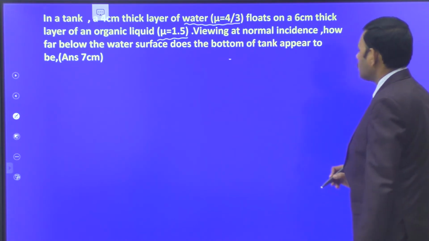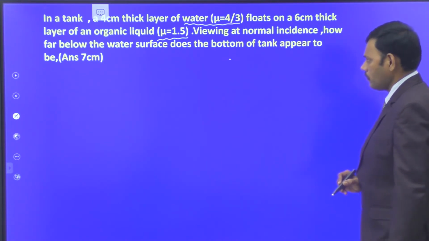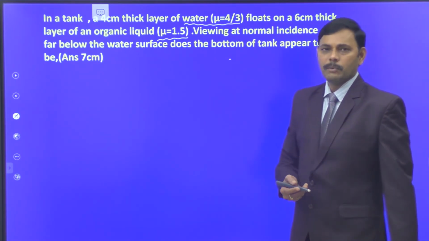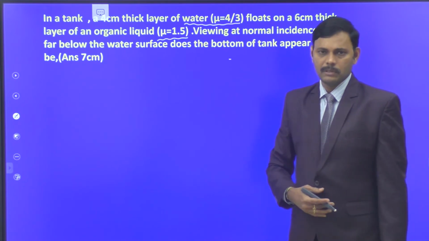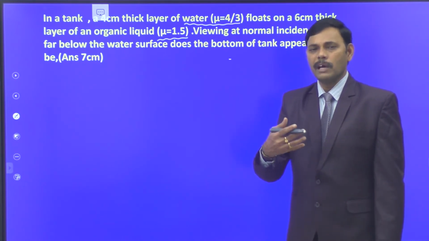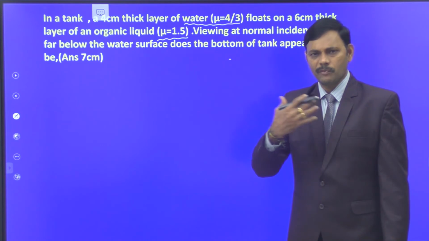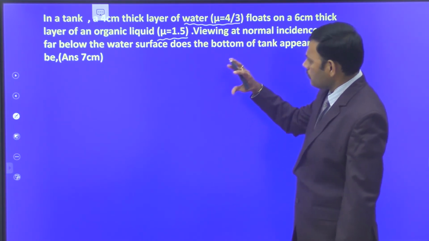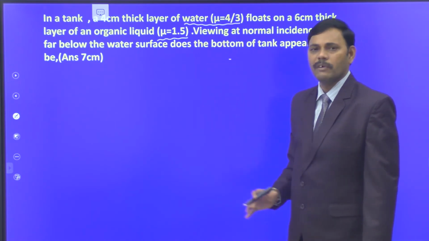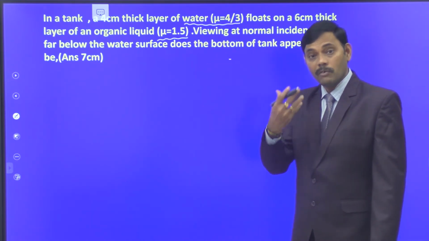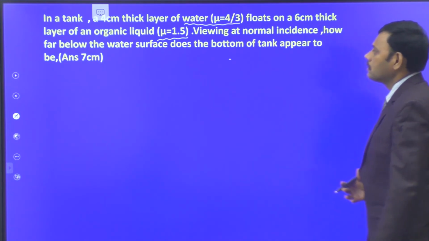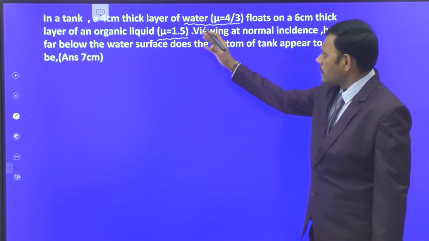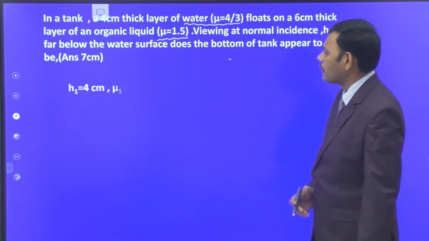Viewing at normal incidence, how far below the water surface does the bottom of the tank appear to be? This problem belongs to apparent depth and real depth, also known as longitudinal shift during refraction of light while traveling from one medium to another medium. So I selected different models that cover all varieties of formulae, so that you may have a good idea of numericals to have a very effective preparation for the JEE Main examination. So let us pick up the correct values from the given data.